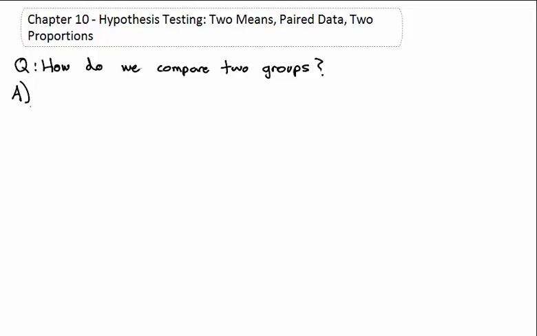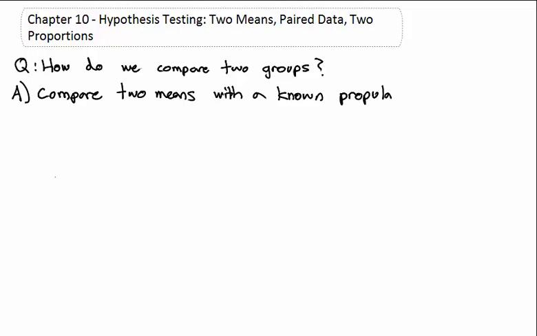So there's a couple different contexts where we can do this. The first is if we are going to compare two means with a known population standard deviation. If we know the population standard deviation, we can get a lot more specific in how we answer the question.